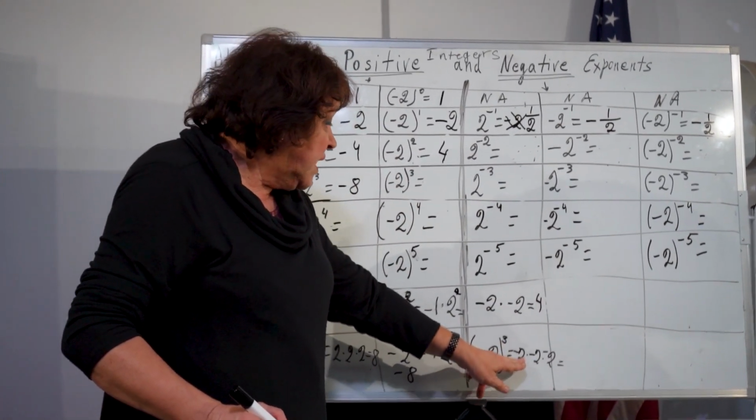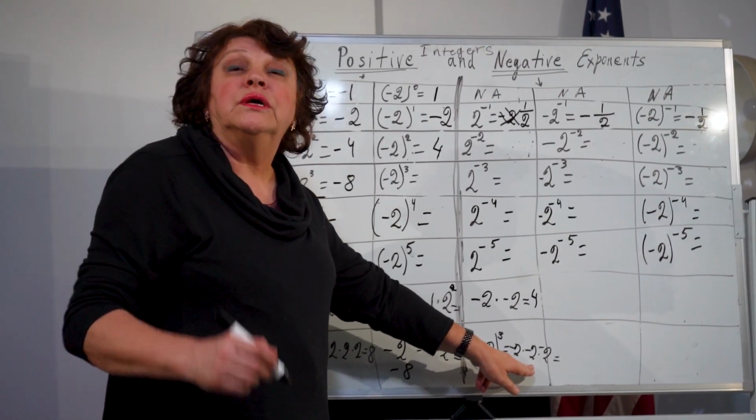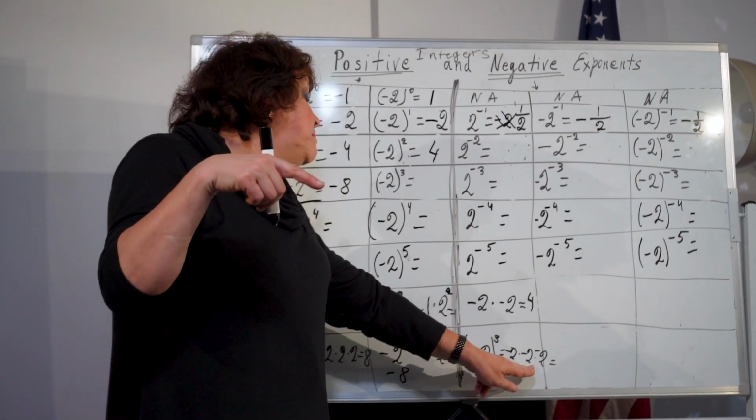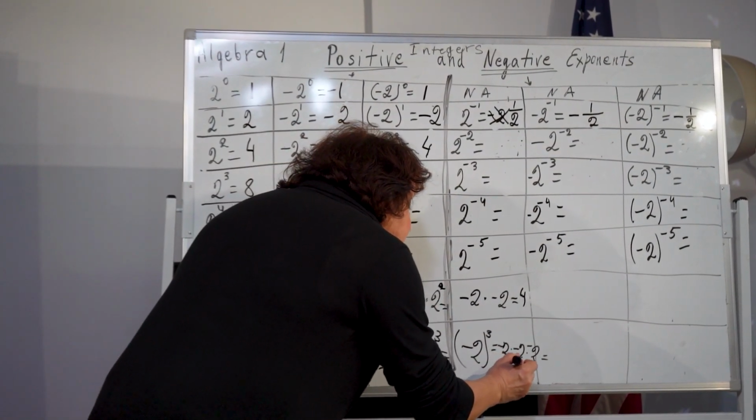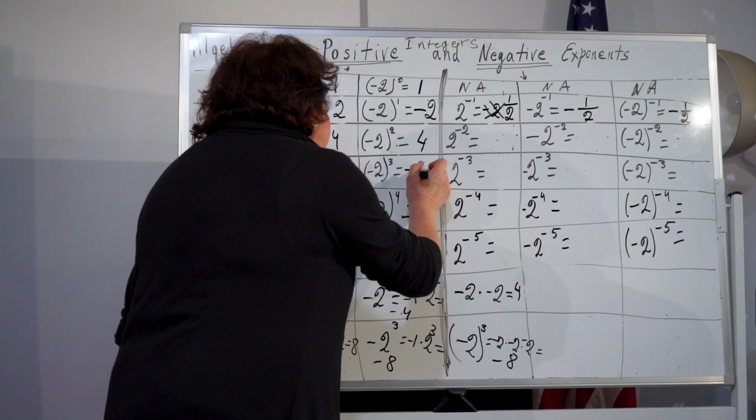Here you have the following. Negative 2 times negative 2 becomes positive 4. And then positive 4 times negative 2 is going to give you negative 8. So it's going to be negative 8.